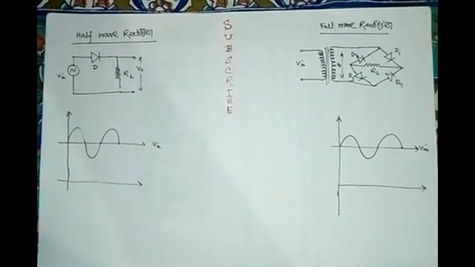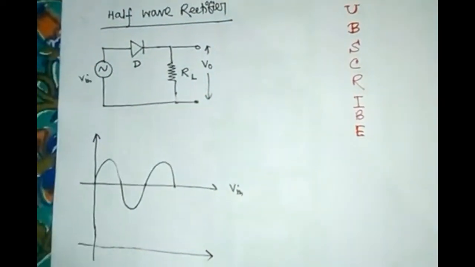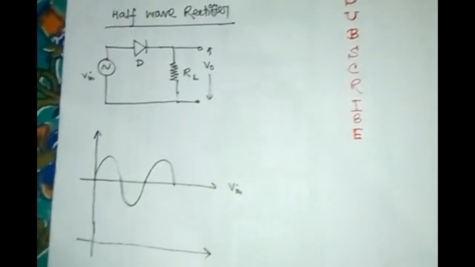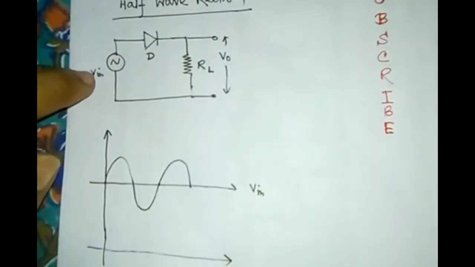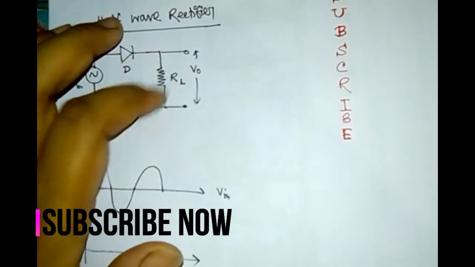Hello friends, today I am going to discuss rectifiers, half wave and full wave. Now see the circuit, it is the half wave rectifier circuit. It has a single diode, and here I am giving an input sinusoidal voltage, and across the resistance I will get the output voltage.